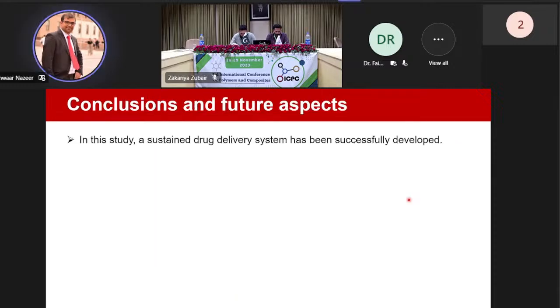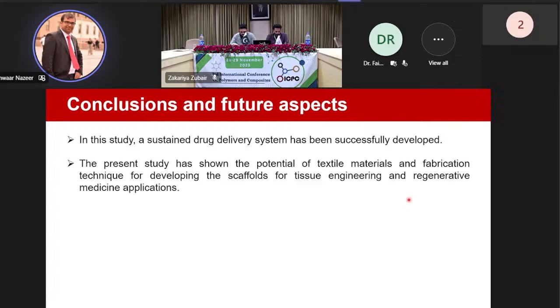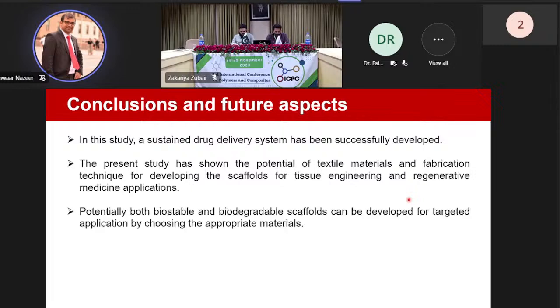So in conclusion, we can say that in this study, we have developed a sustained drug delivery system. And this study shows that textile materials and fabrication techniques also possess a potential for developing the scaffolds for tissue engineering and regenerative medicine applications. And potentially, we can use biostable and biodegradable scaffolds depending on the targeted application, if at a place we need the fast degradation, we can choose the appropriate materials.